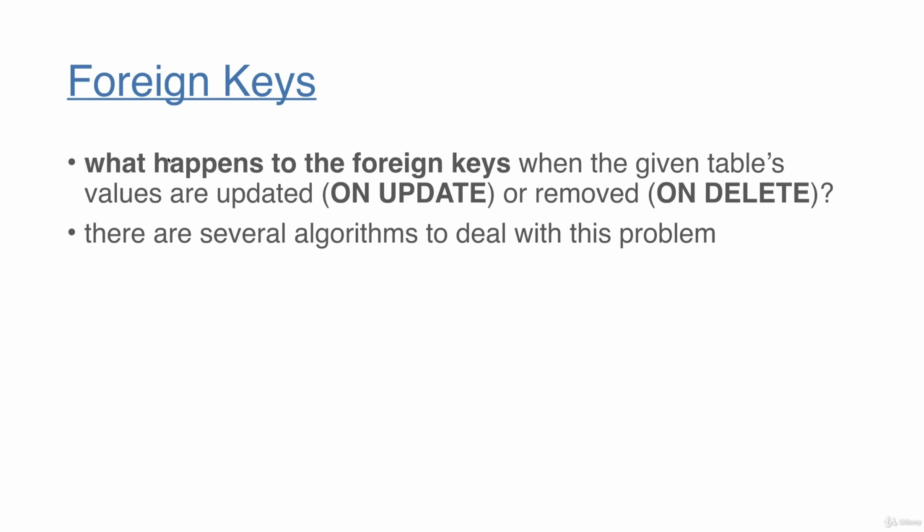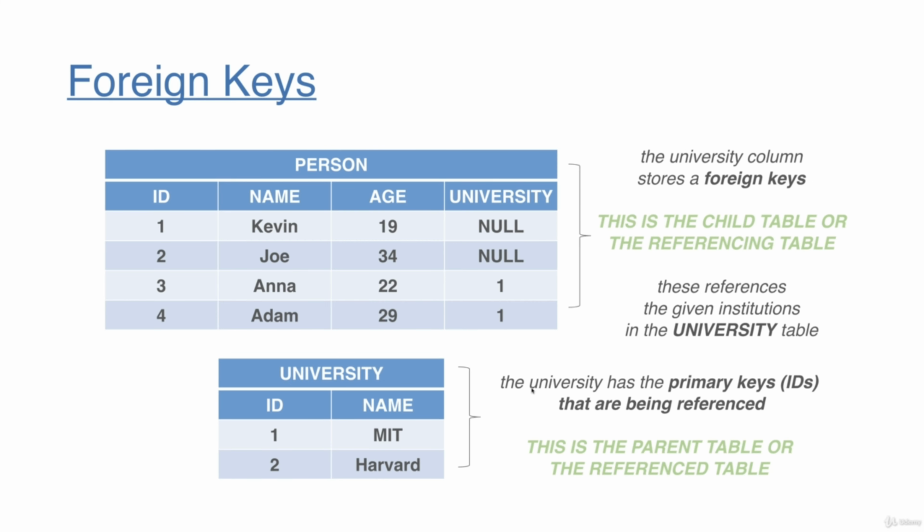But of course, a good question is what happens to the foreign keys when the given table's values are updated or removed? And of course, there are several algorithms to deal with this problem. So the problem is that, for example, we have the university with ID 1 name MIT, ID 2 name Harvard, and what if we, for example, remove the university with ID 1 and name MIT? Of course, in the person database table, we are referencing the MIT university. So a good question is what's going to happen with the foreign keys as far as the referencing or the child table is concerned.